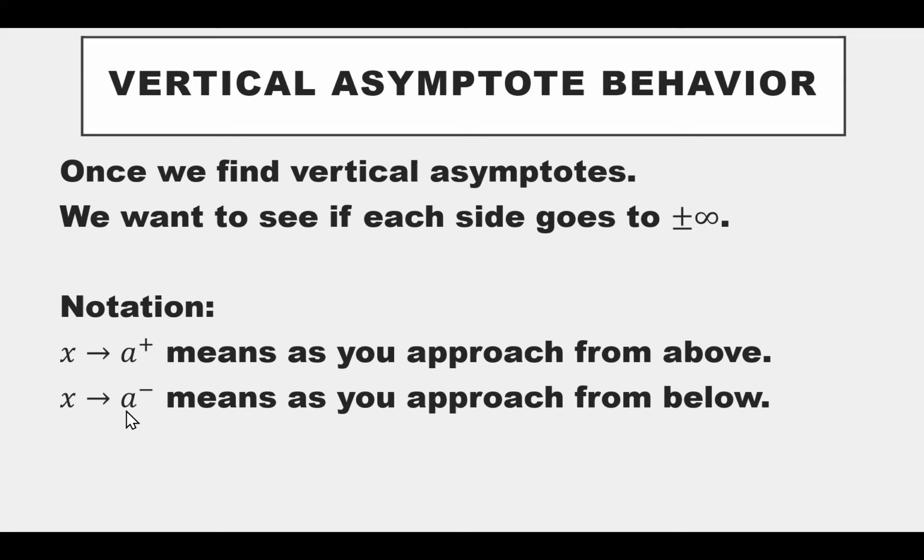x going to a with a negative sign in the place of the exponent means that I'm approaching from below. So I'm looking at x values which are below a. So a with a positive in the place of an exponent means I approach from above, so I'm to the right of the a. a with a negative means that I approach from below, so I'm to the left of the a.